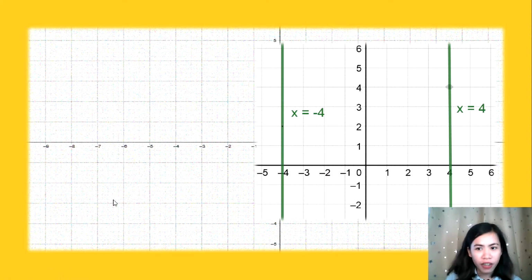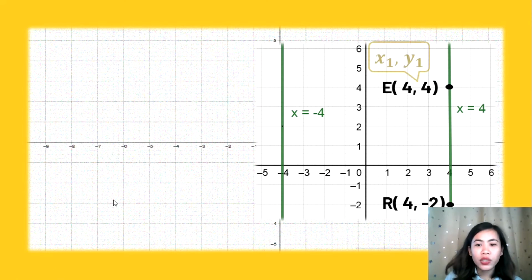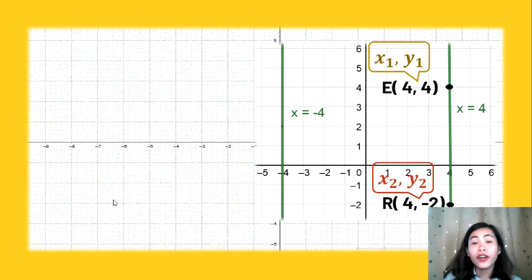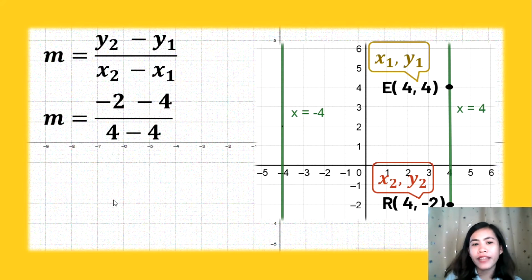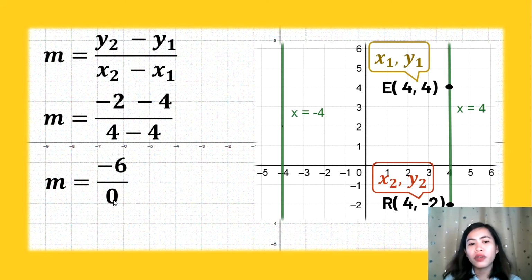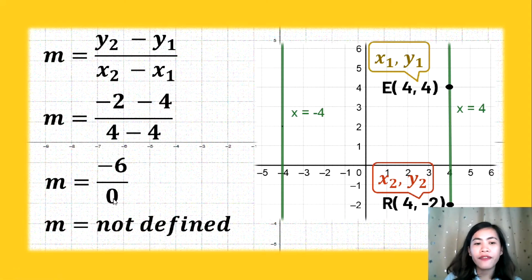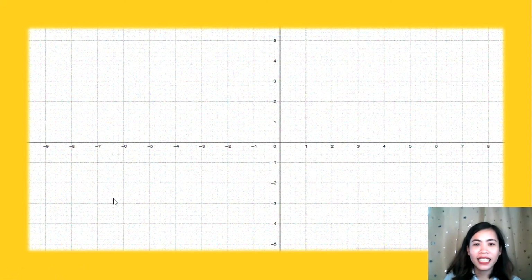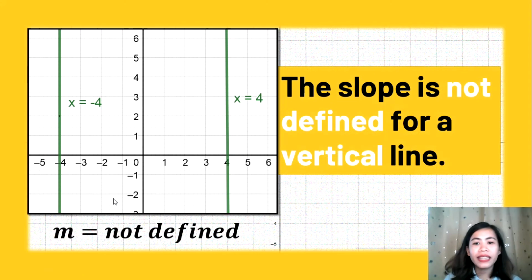Again, for our second graph, pili lang tayo ng kahit aling 2 points. Okay, so again, applying the formula for slope, we have negative 2 minus 4 over 4 minus 4. So, we have negative 6 over 0. Again, ang denominator niya ay 0. So, we have, for our slope, not defined. So, always remember that the slope is not defined for a vertical line. Lagi yon. Basta vertical line, not defined ang kanyang slope.